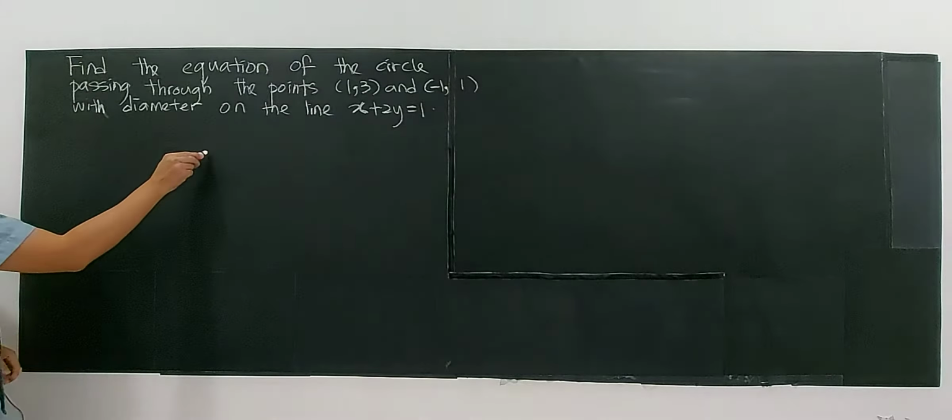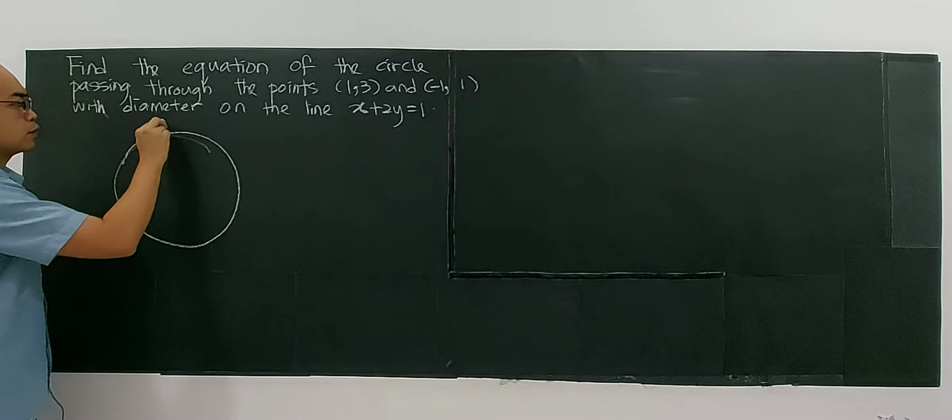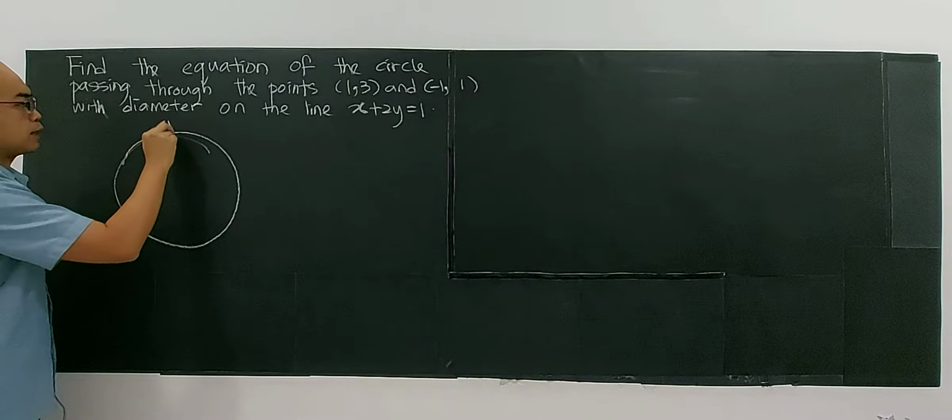So roughly, this is your circle, passing through the point 1, 3 and negative 1, 1. These 2 points are anywhere on the circle. I'm just roughly placing these points; this is not an accurate diagram. I just want to show you that this circle is passing through the 2 points.